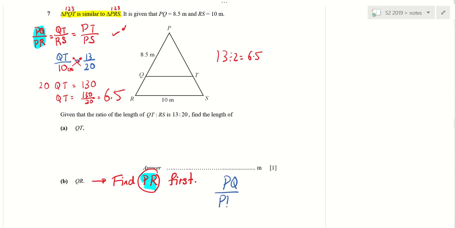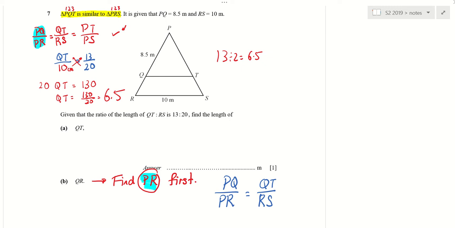So I can write PQ over PR is equals to QT over RS. If I go visually, let me explain what I'm doing here. PQ is this length. So this length over PR is equals to QT over RS. Is that okay? Why is it QT and RS? Because QT and RS is given in the question, it's easy to use.